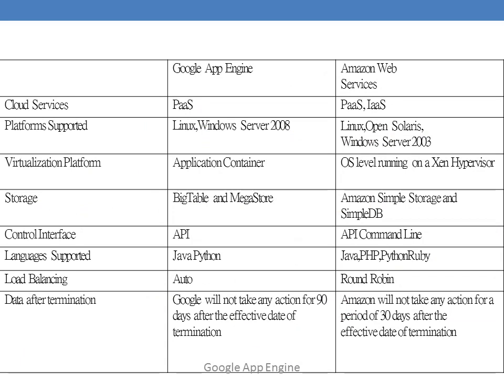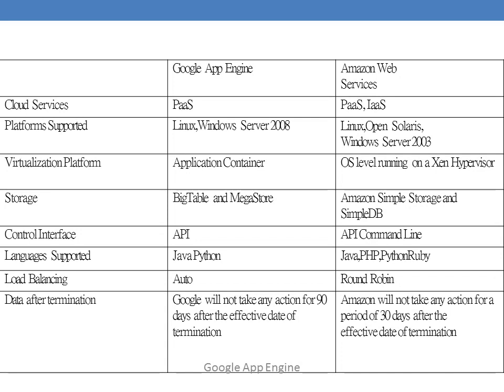So Google App Engine and Amazon Web Services are both supported cloud service platforms. The differences between Google App Engine and Amazon Web Services: for cloud services, App Engine is PaaS, while Amazon Web Services is PaaS and IaaS. Platforms supported: Linux and Windows Server 2008. Amazon Web Services also supports Linux, OpenSolaris, and Windows Server 2003. Virtualization platform and application container: OS level running, and the Xen hypervisor. Storage is Bigtable and MegaStore, while Amazon has Simple Storage Service and SimpleDB.